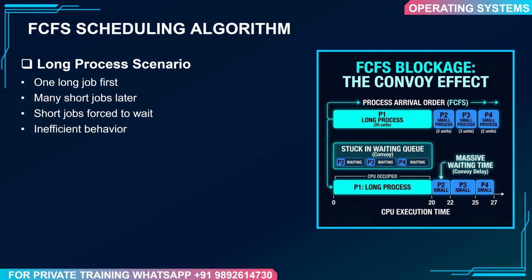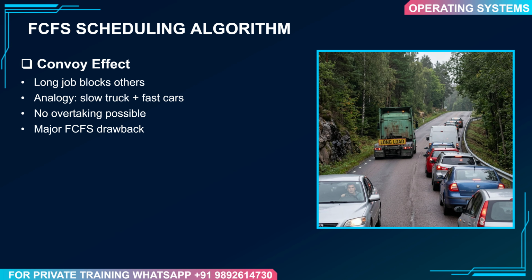In first come, first serve, the long process will occupy the CPU completely and all the smaller processes will be stuck waiting. This situation is often called the convoy effect. Imagine a slow truck on a narrow road and many fast cars stuck behind it. Even though the cars can move faster, they cannot overtake. Similarly, in first come, first serve, short processes get delayed because of one long process ahead of them.